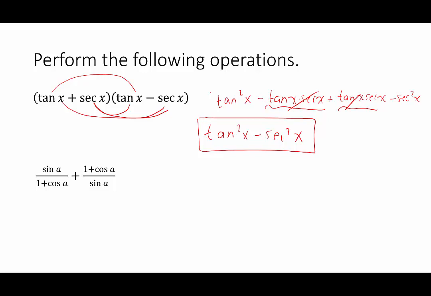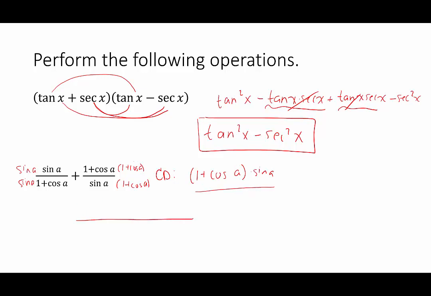Okay, in the second example on this slide, it looks like we want to combine these, and we want to add these things together. How do we do that? We need a common denominator. So the common denominator that we want to use is going to be, we need one factor of 1 plus cosine of a, and we need one factor of sine a. So I'm going to multiply this fraction by sine of a over sine of a. And I'm going to multiply this fraction by 1 plus cosine of a over 1 plus cosine of a. And then I'll be able to have my common denominator, which would be this.